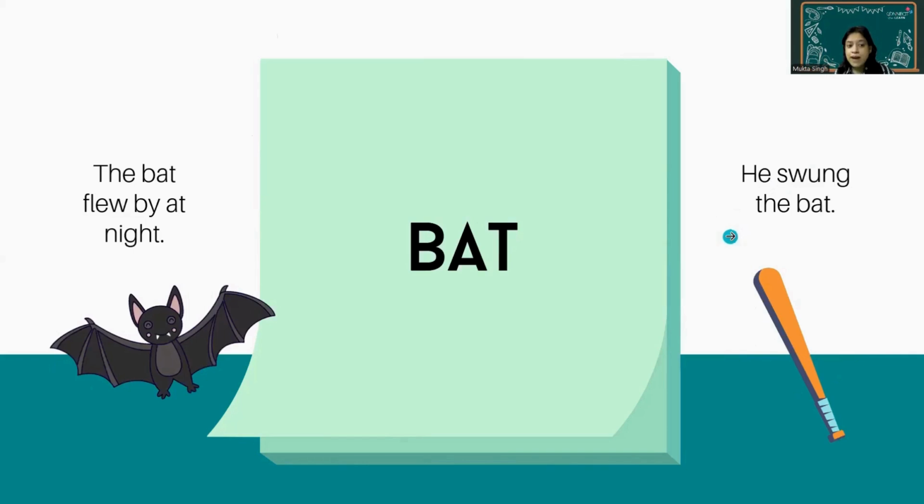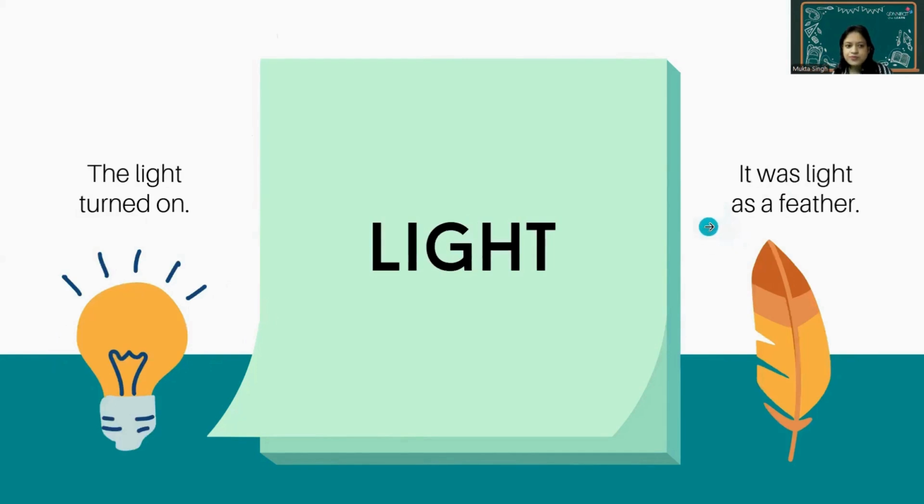Next, we have bat, the nocturnal creature bat, which in the sentence we can see that the bat flew by at night. And again, we have a sports equipment, the bat. So he swung the bat, a baseball bat or a cricket bat.